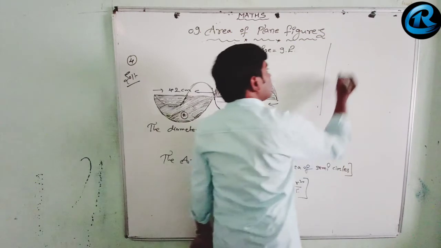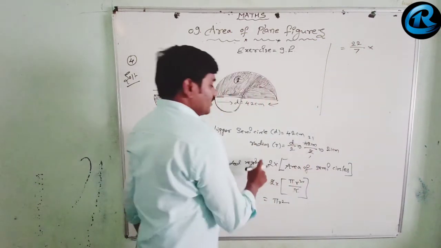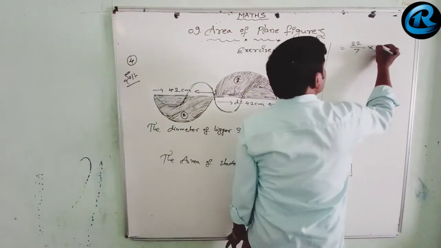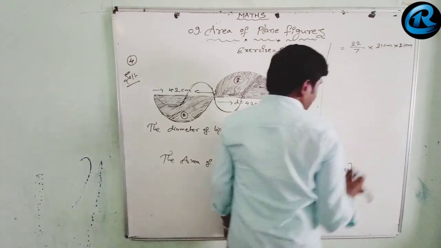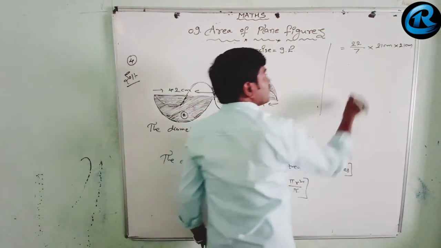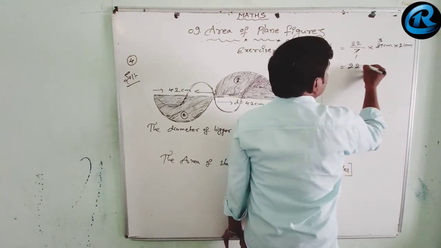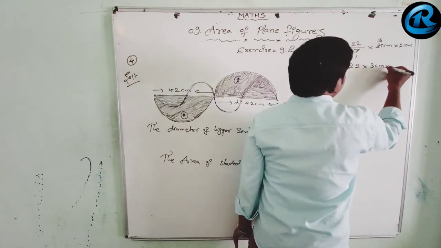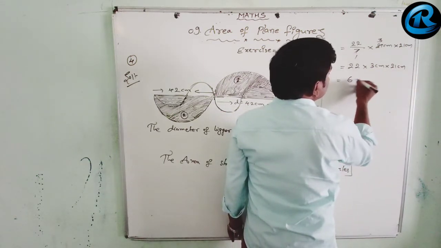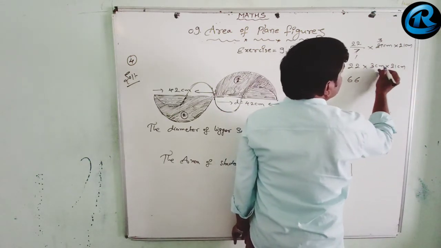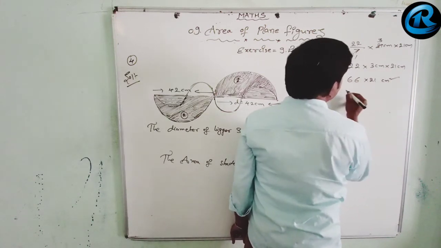Here the pi value is 22/7, and the r value we got is 21 centimeters. So 21 centimeters into 21 centimeters. Why 2 times? Because it is r square. 7 ones are 7, 7 threes are 21. So left over 1, 22 into 3 centimeters into 21 centimeters. So 3 twos are 6, that is 66 into 21 centimeter square.